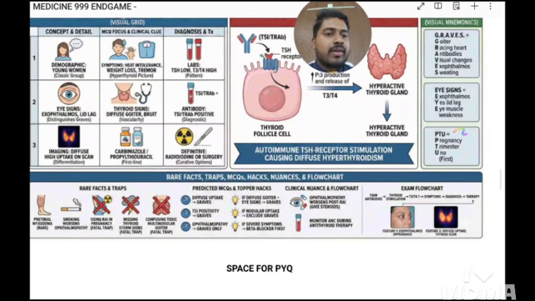And PTU is the drug of choice for pregnancy in the first trimester. In the second and third trimester, in first trimester you don't use PTU, okay.